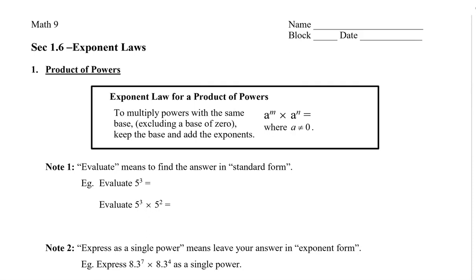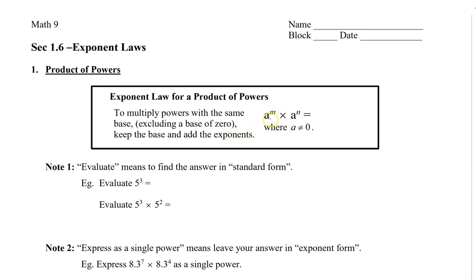In this lesson, we're going to take a look at a couple of exponent laws. First, we're going to take a look at product of powers, and then we're going to take a look at a quotient of powers. Now, for a product of powers, product meaning the answer to multiplication, when we multiply powers with the same base, meaning that the bases are the same value, except they can't equal 0, we keep the base, and then we add the exponents.